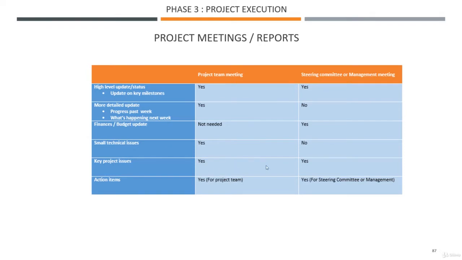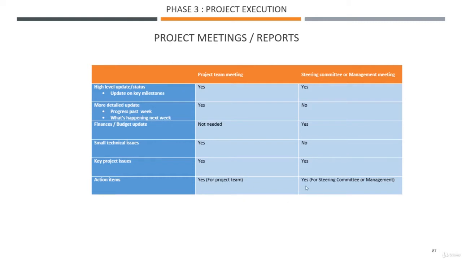Project team meetings, so they can work on them. Steering committee, potentially, so that they can escalate and assist. Action items, yes. Project team meeting, yes, they need to know what they have to do for the next meeting, and the impact if they don't do it.